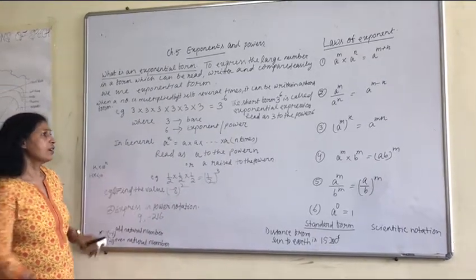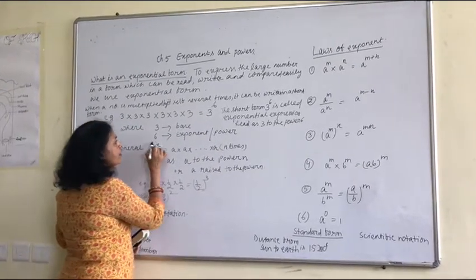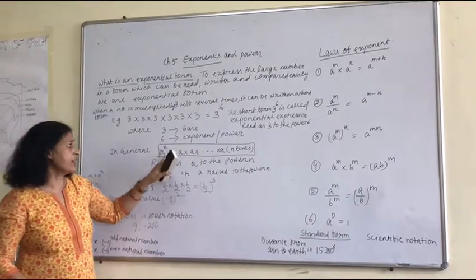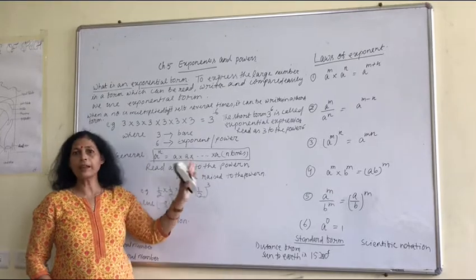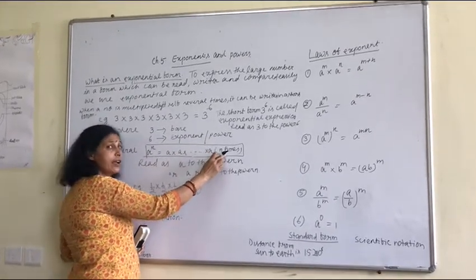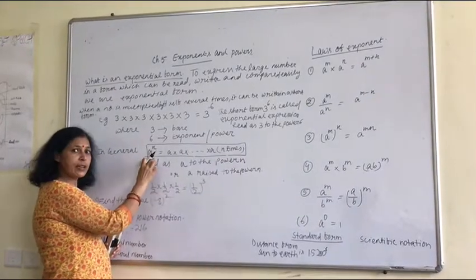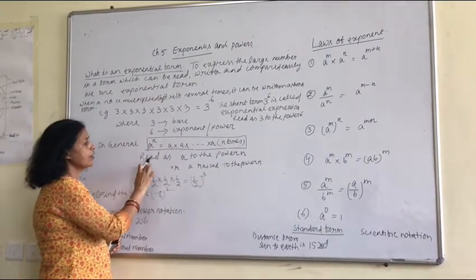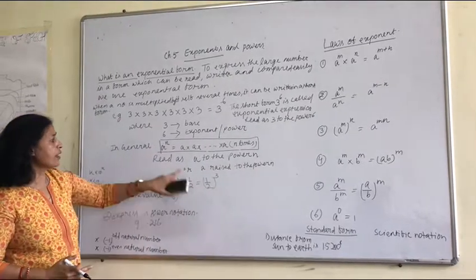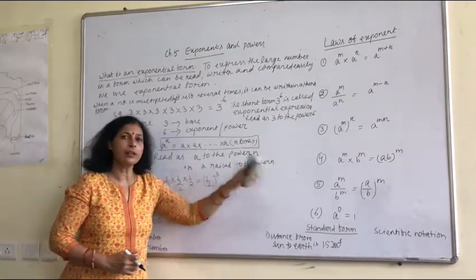In general, a to the power n means a multiplied n times. So a into a into a, n times, is written as a to the power n, read as a raised to the power n.